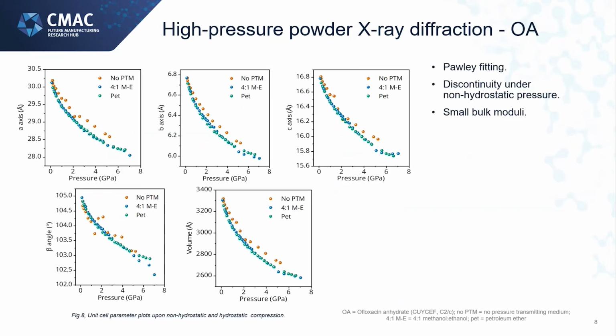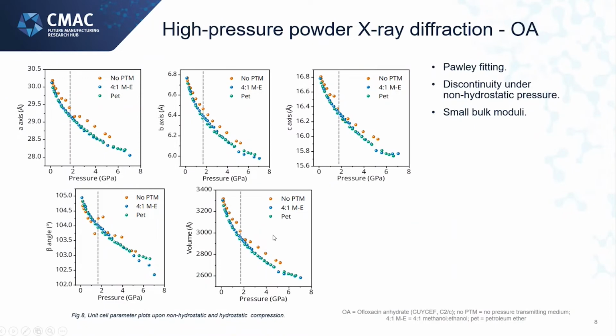So then we did a Pawley fitting of all of these powder patterns, and then plotted all the different unit cell axes, the beta angle, and then the volume over pressure. So what we see overall is quite a nice decrease in all of the unit cell axes. It's being compressed quite nicely.